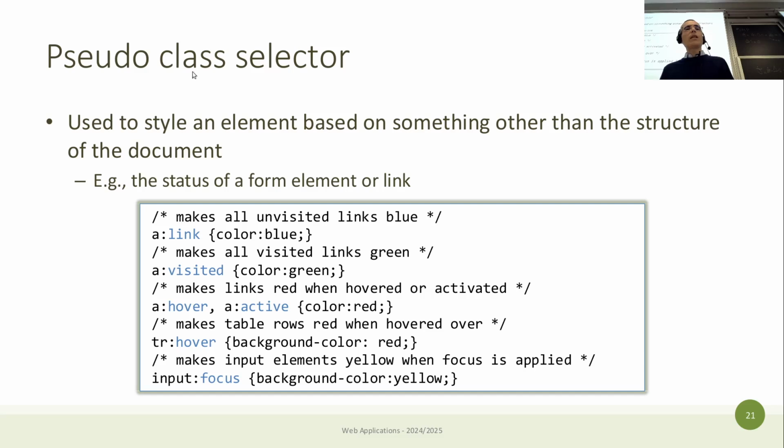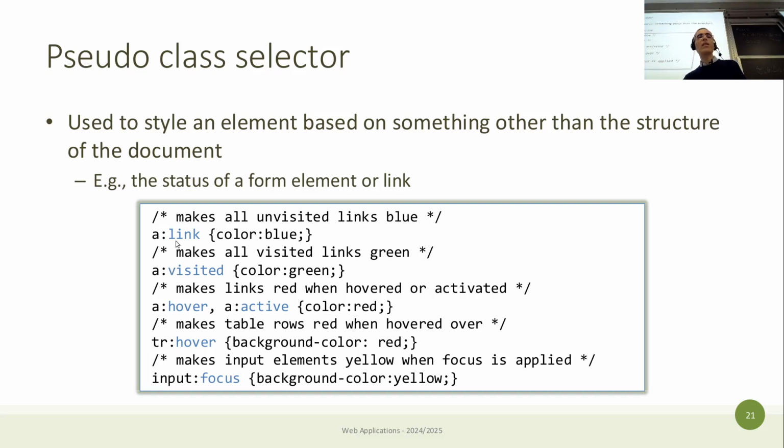There are pseudo class selectors, okay, used to style an element based on something other than the structure of the document. The classical case is the link. The link has already been clicked. You typically show it with a different color. You pass with the mouse over the link. You would like to highlight it, the fact it's a link, and so on. So these are statuses which are not related to the document structure, but to something that happened, okay? And so that's why they are called the pseudo class selectors.